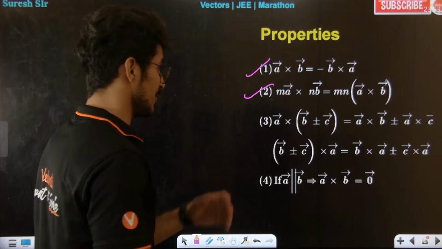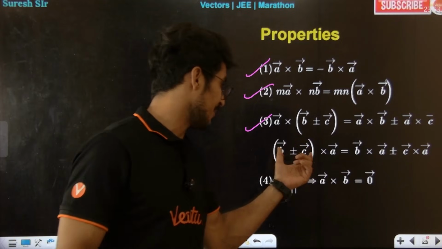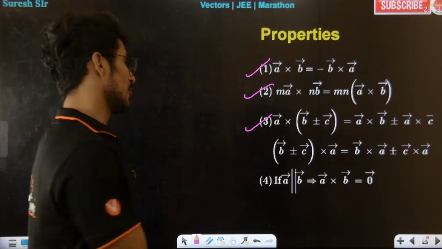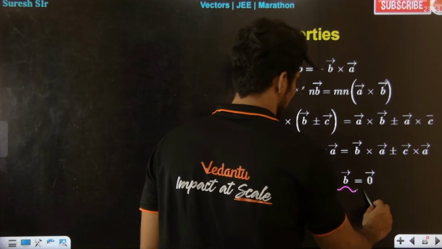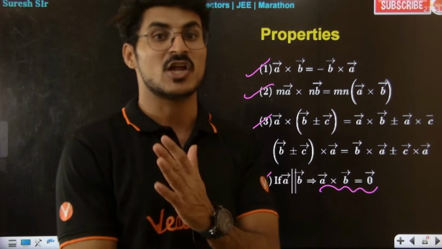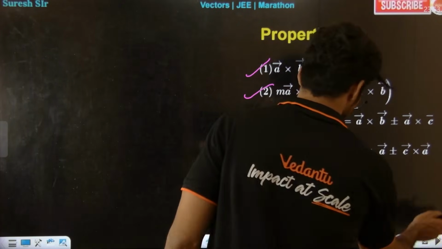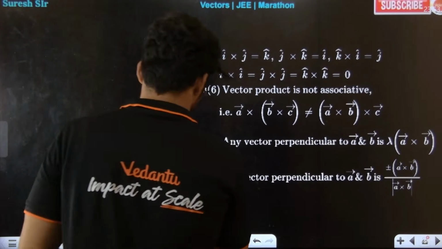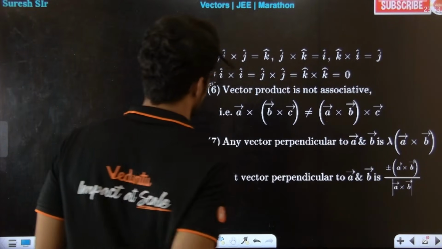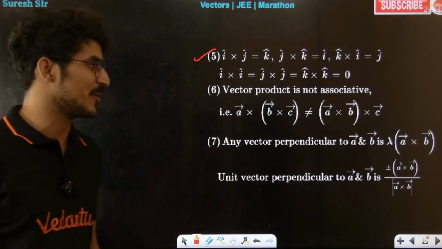Now A cross B plus or minus C, basically it is distributive. A cross B plus or minus A cross C. Yes or no? The same way B plus or minus C you can do with cross product of A. If A is parallel to B, then A cross B is going to be 0. Very important property. If A is parallel to B, cross product of two vectors is going to be what? 0, no? Yes, sir. Now a few more important properties: i cross j is k, j cross k is i, k cross i is j. You understand? i cross i, j cross j, k cross k is going to be 0.